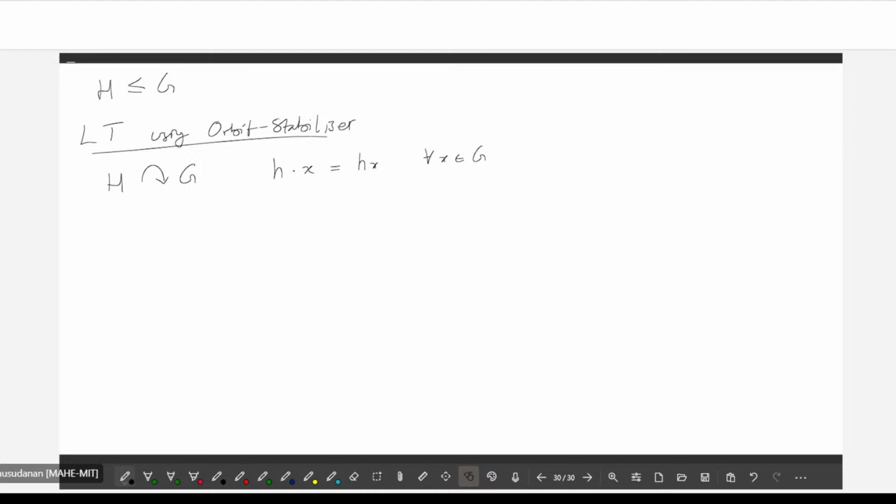The group is closed under its own operation, so you can't go outside the group. So it's well defined. Now, is it a group action? 1 dot X is 1X, which is of course X. And if you take H1 dot H2 dot X, this is simply H1 H2 X, which is of course H1 H2 dot X. So yes, it is a group action.